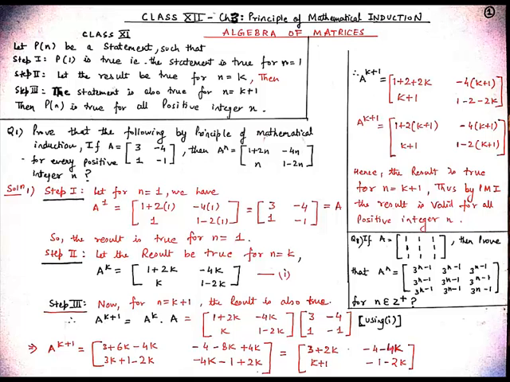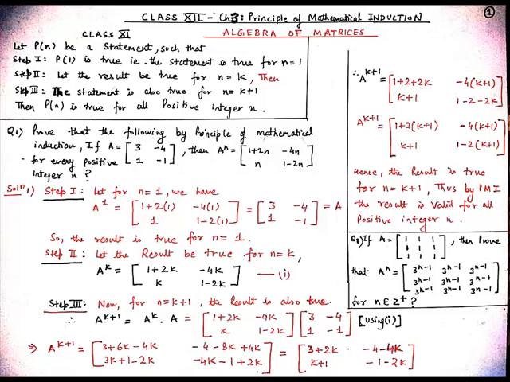So based on PMI, our first question for today is: prove the following by the principle of mathematical induction. If A equals the matrix [3, -4; 1, -1], then A to the power n equals the matrix [1 plus 2n, -4n; n, 1 minus 2n] for every positive integer n.